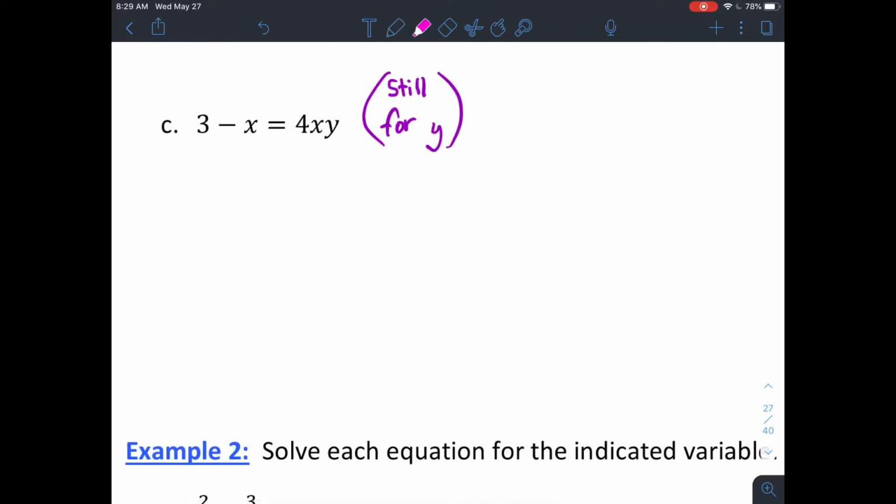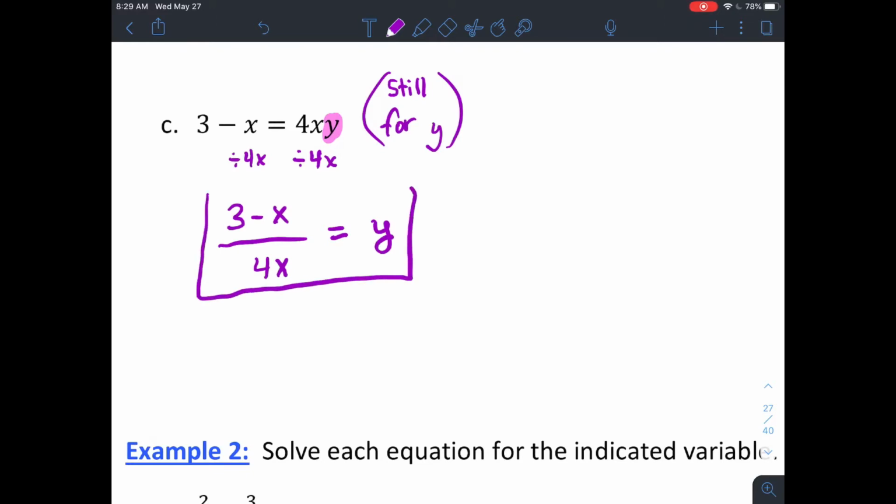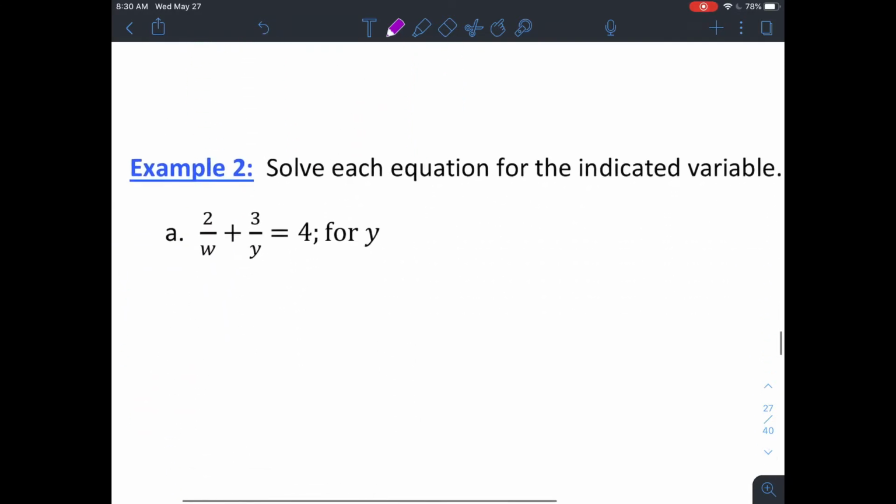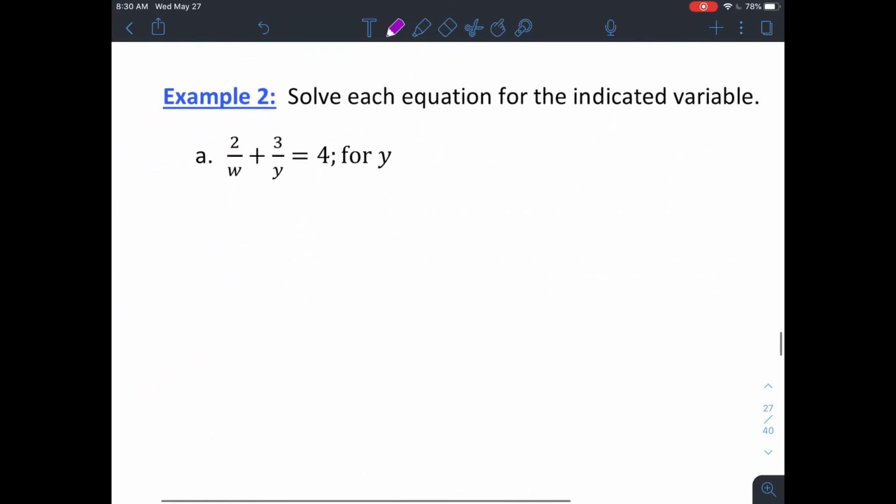This is one where it's important to remember that you're still solving for y and don't overthink it. So if you want to get y by itself, all you need to do is divide both sides by 4x. So you just have 3 minus x all over 4x equals y. You could break it into two separate fractions, 3 over 4x minus x over 4x, or 3 over 4x minus 1/4, but I would just leave it.